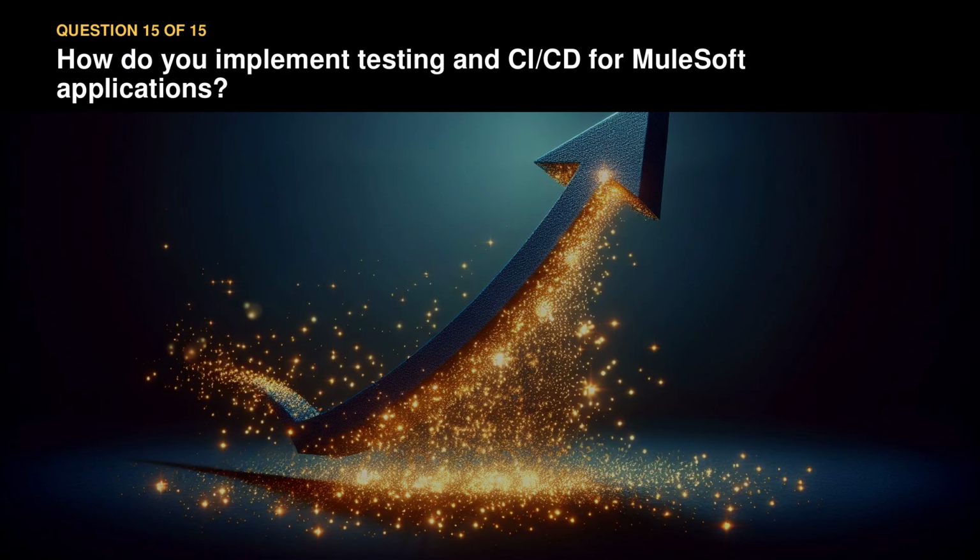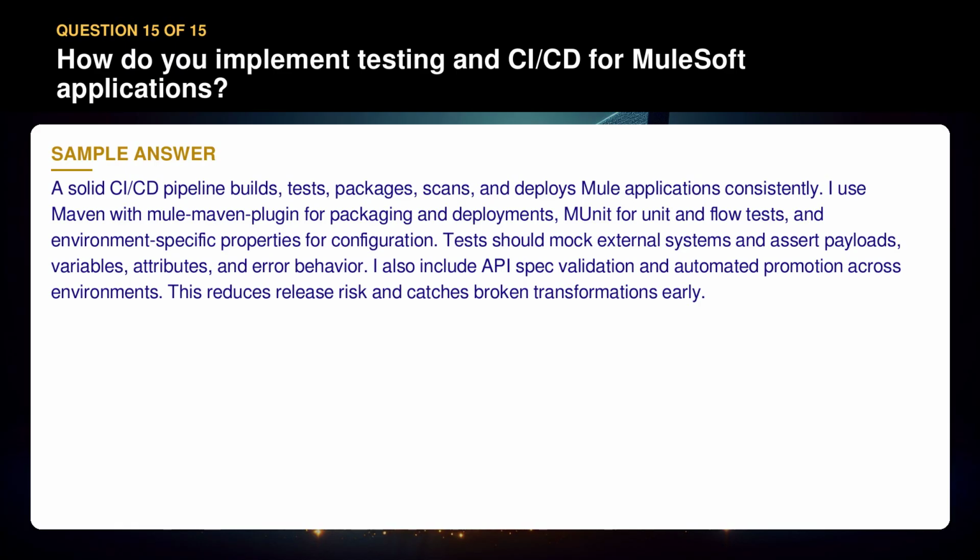Question 15. How do you implement testing and CI/CD for MuleSoft applications? A solid CI/CD pipeline builds, tests, packages, scans, and deploys Mule applications consistently. I use Maven with the Mule Maven plugin for packaging and deployments, MUnit for unit and flow tests, and environment-specific properties for configuration. Tests should mock external systems and assert payloads, variables, attributes, and error behavior. I also include API spec validation and automated promotion across environments. This reduces release risk and catches broken transformations early.